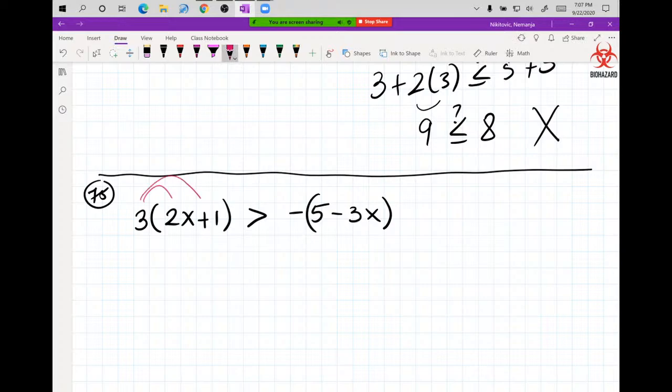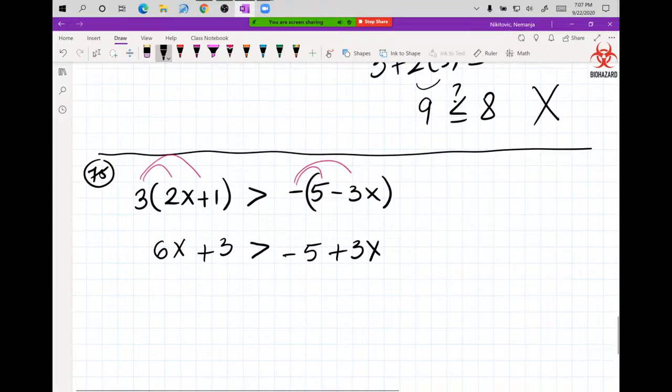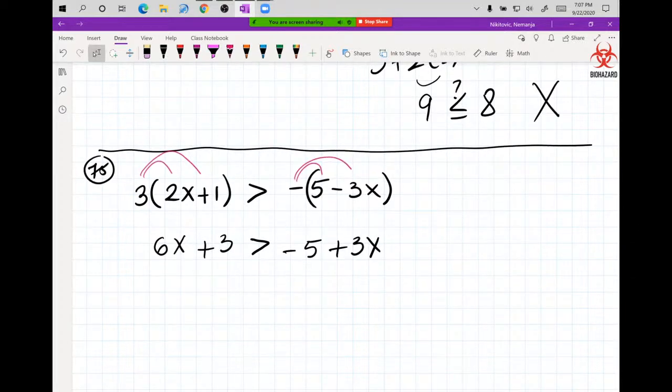What do we get when we distribute? 6x plus 3. Perfect. Greater than negative 5 plus 3x. Excellent. So this negative is just going to change all of the signs inside. And now what do I do? Combine like terms. Perfect. So we should combine variables first. And we should keep them on the left, hopefully.